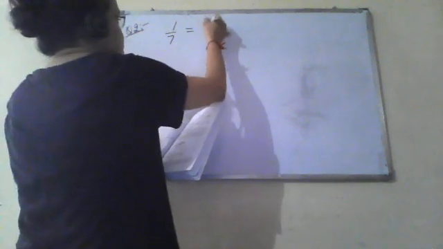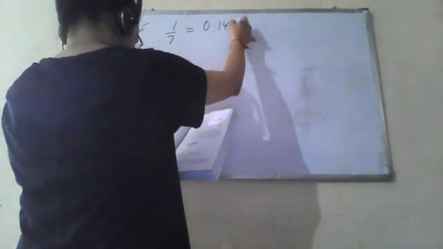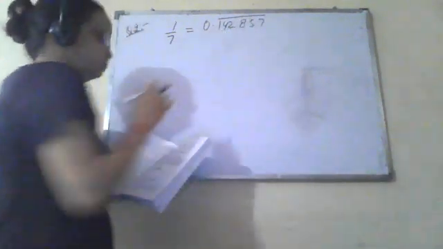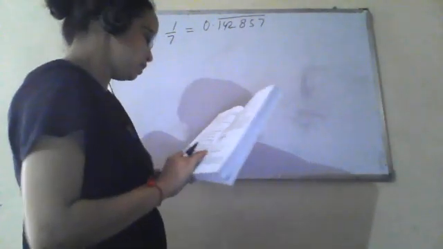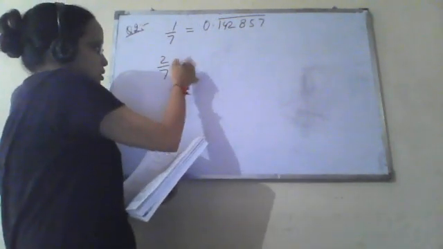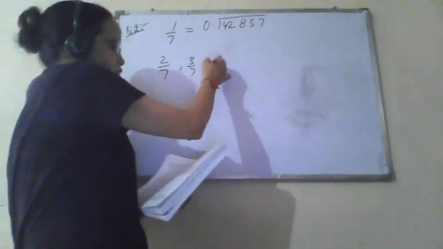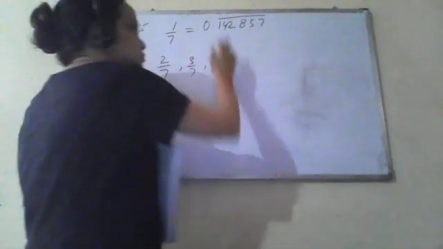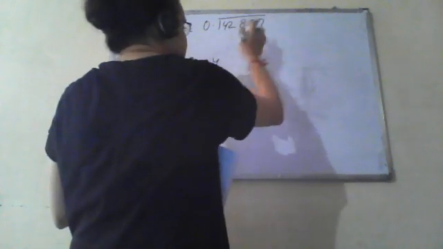you know that the value of 1 upon 7 is 0.142857 bar. That means all the 6 digits are being repeated. So we have to find the decimal expansion of 2 upon 7, 3 upon 7 and 4 upon 7, and so on. We don't have to do anything, just simply multiply this by 2, 3 and so on.